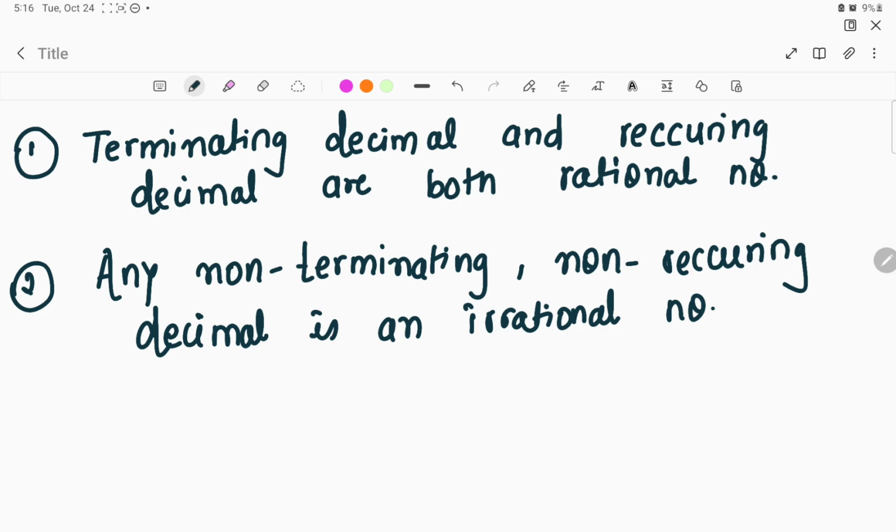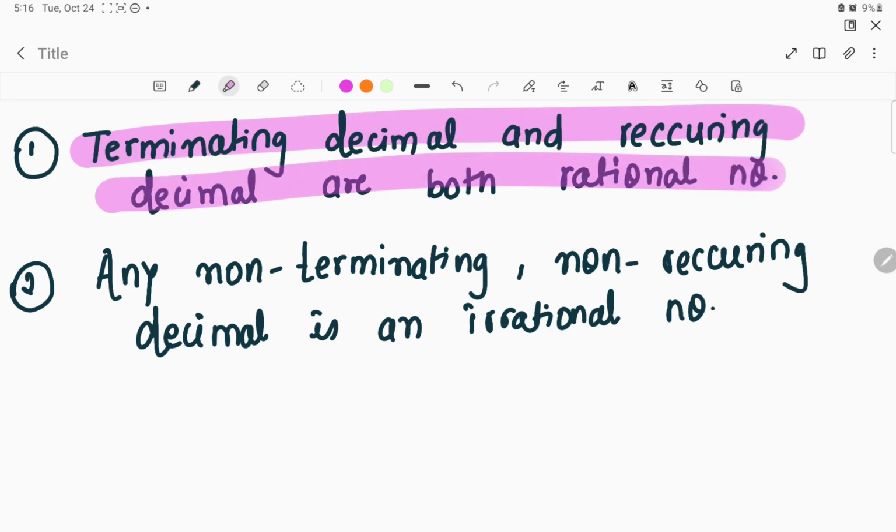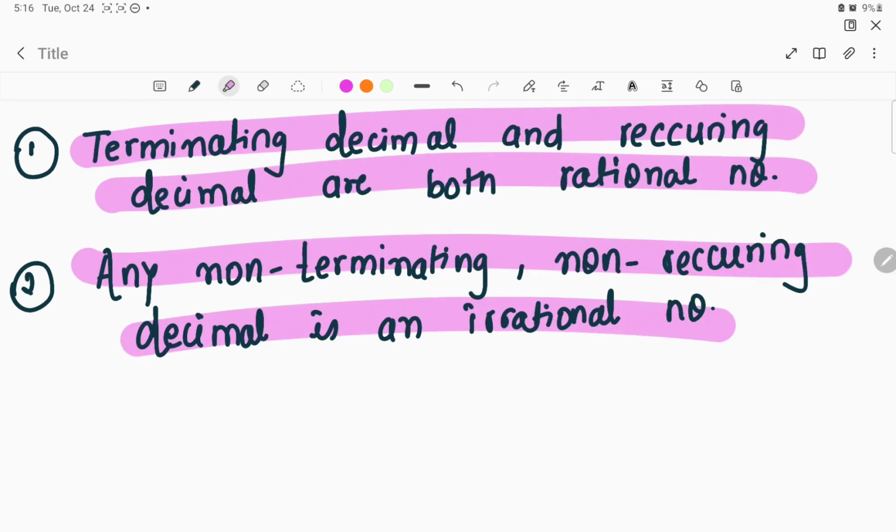These 2 points are very much important. Even if you remember these 2 particular points, you will be able to understand the complete relation between rational and irrational. Okay, so make a note of these 2 points and go through them each and every day. This is very much important. Okay, please make a note of it. I'm highlighting this over here. So this was all about rational and irrational numbers.